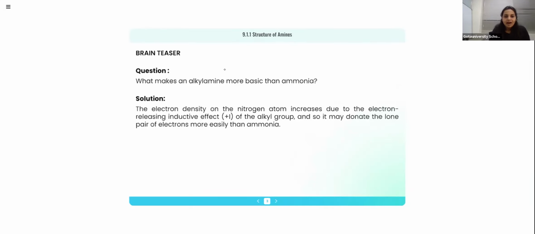See, what makes an alkyl amine more basic than ammonia? Then see, what is a base? Different theories are there regarding acids and bases. According to Arrhenius theory, acids are H plus donors and bases are OH minus donors. According to Lewis theory, acids are electron acceptors and bases are electron donors. According to Bronsted-Lowry concept, acids are H plus donors and bases are H plus acceptors.